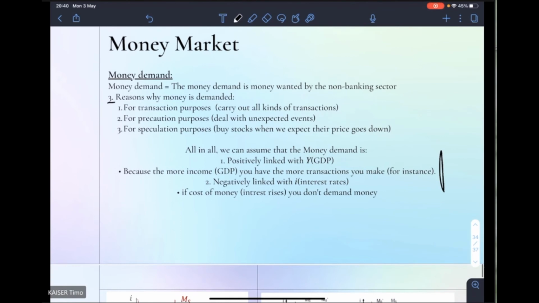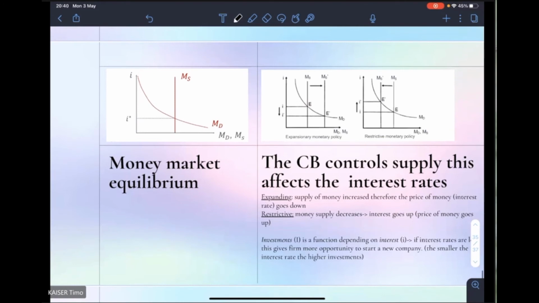And now let's combine supply and demand together and create this beautiful graph that we can see here. So here we have the money market equilibrium, where money supply and money demand intercept, and it's on the axis for interest. As we said before, the central bank controls supply, and therefore this will somehow affect interest rates.